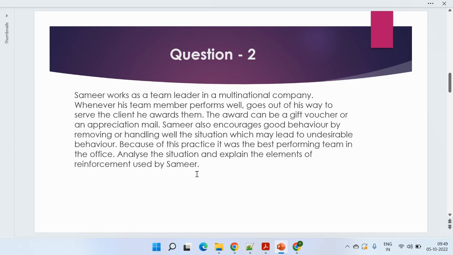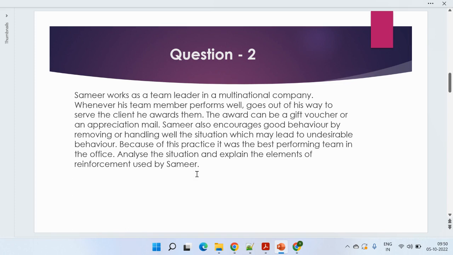Now going to question number two. It is about Samir, who works as a team leader in a multinational company. When his team members perform well and go out of their way to serve the client, he rewards them. The reward can be in the form of a gift voucher or maybe an appreciation meal. Samir also encourages good behavior by removing or handling situations which may lead to undesirable behavior. Because of this practice, it was the best performing team in the office. Analyze the situation and explain the elements of reinforcement by Samir.